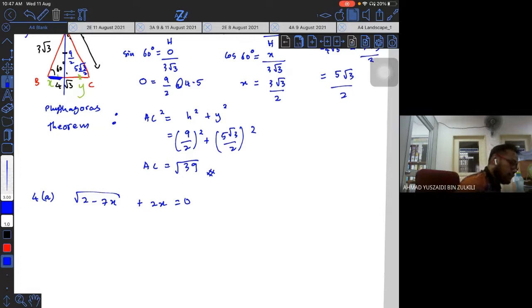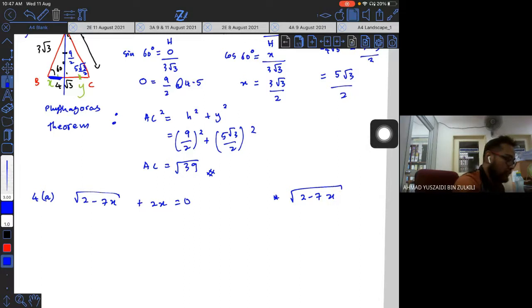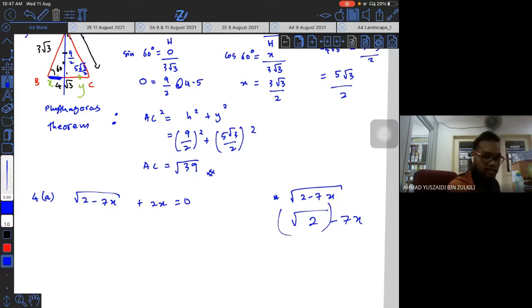One reminder: if you have a square root sign, make sure it extends to the end. If you put it like this, 2 minus 7, your root sign only covers the 2, not including minus 7x. That is wrong. Even if your calculation below is correct, because your root sign does not extend to the end, it is wrong. So make sure it goes until the end.